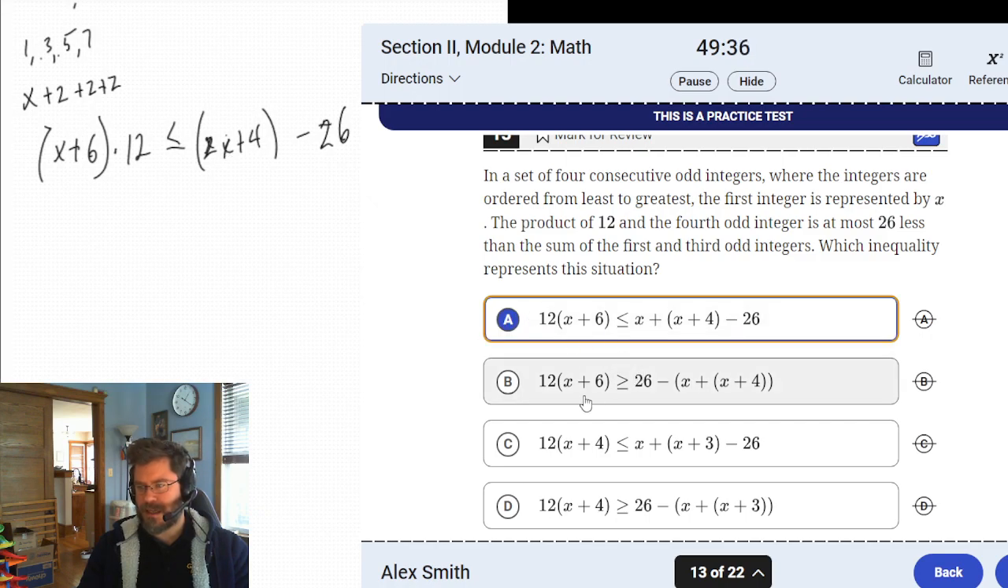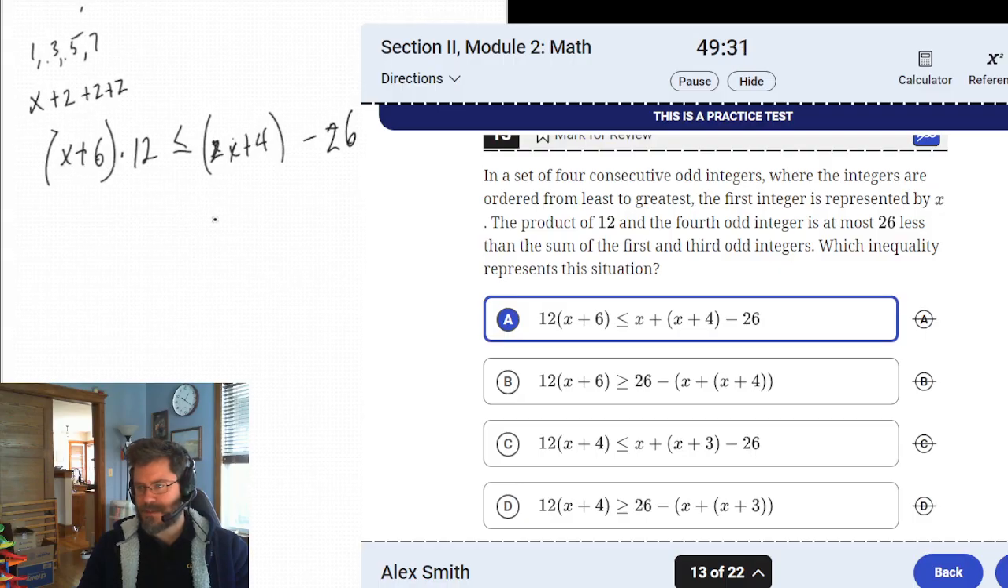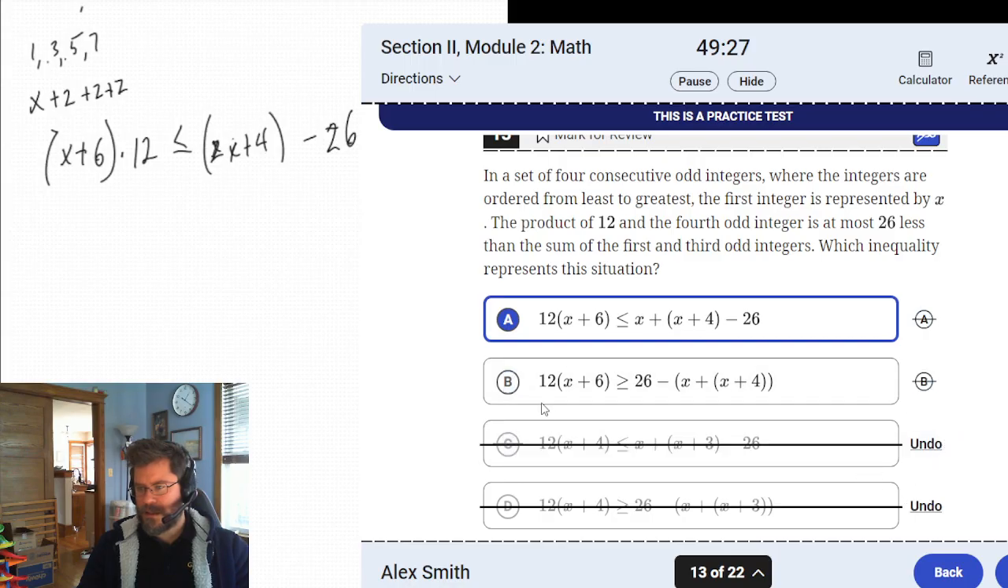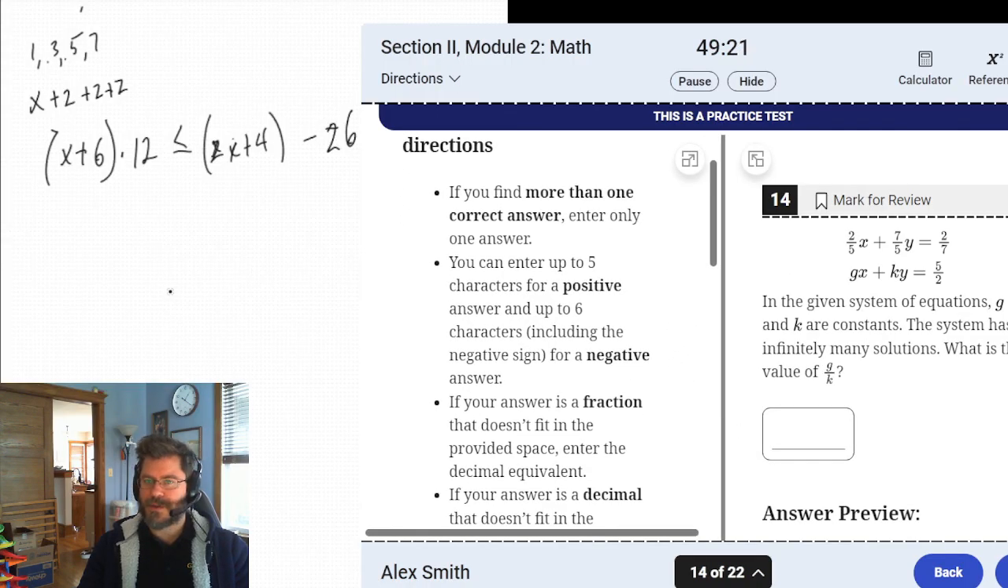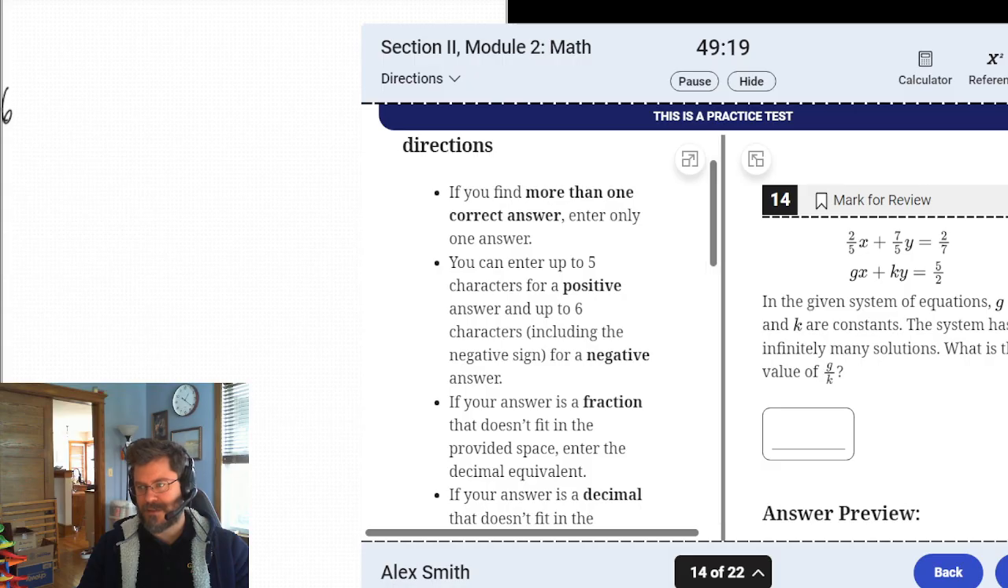So it's going to be a. My left-hand side, I'm pretty confident is correct. 12 times x plus 6. So that gets rid of c and d. And it's less than. Yeah, and just because it's less than, I can pick a. Good. That's a tricky one. Just read. Read carefully.